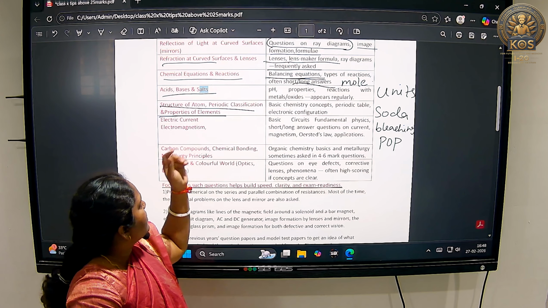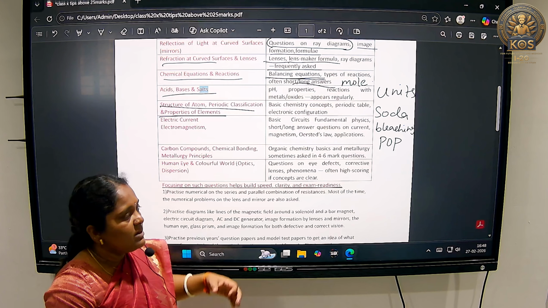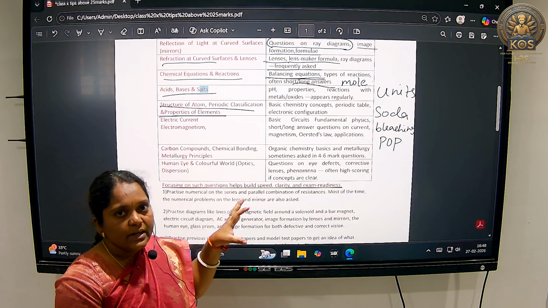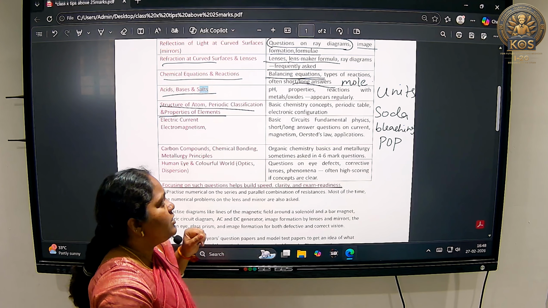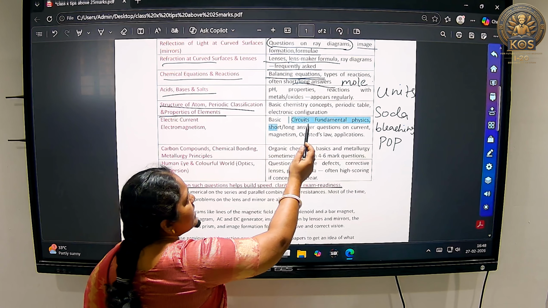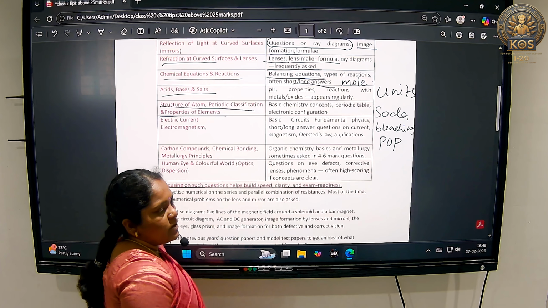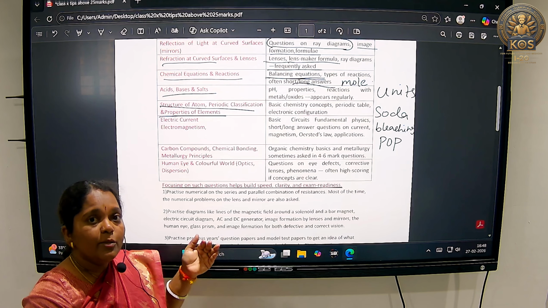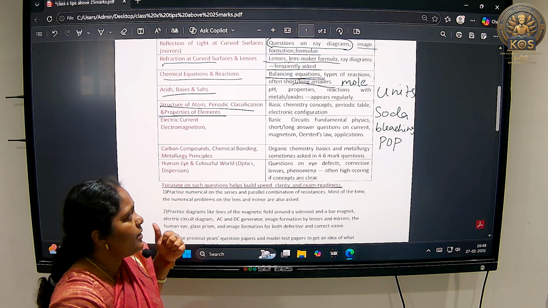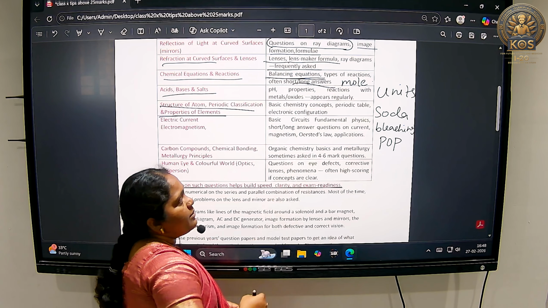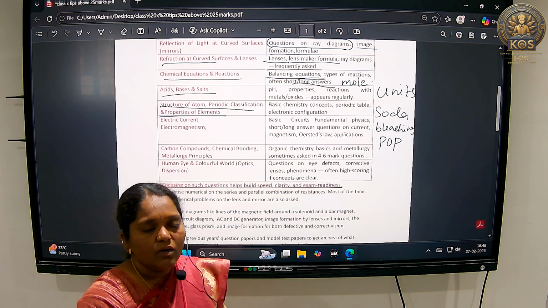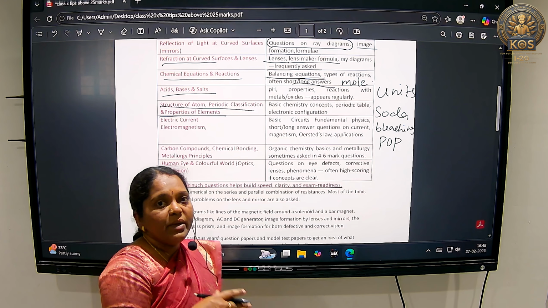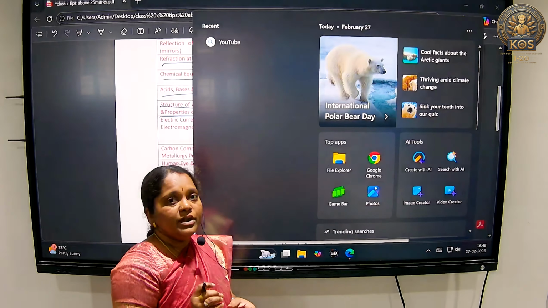Now coming to the next one, electric current and electromagnetism. These two are somewhat hectic topics in the 10th class syllabus. Basically we get circuits like series and parallel circuits, and resistance in series and parallel. The problem is very important here. And next, current magnetism. Oersted's experiment is there. So prepare Oersted's experiment, that is very important.